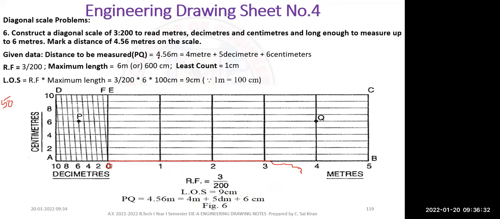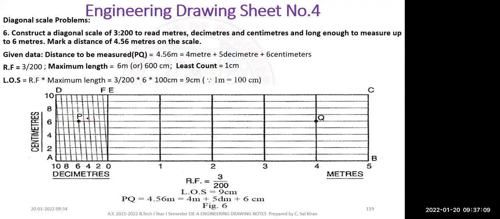And then I have to measure 5 decimeter. So on the decimeter scale, this is my fifth line, and I have to draw this line. And the vertical line is the centimeter scale. From the centimeter scale, I have to see the sixth point, where the fifth point of decimeter scale and sixth point of centimeter scale are touching. That is my P point. And this distance is the Q, the PQ distance.